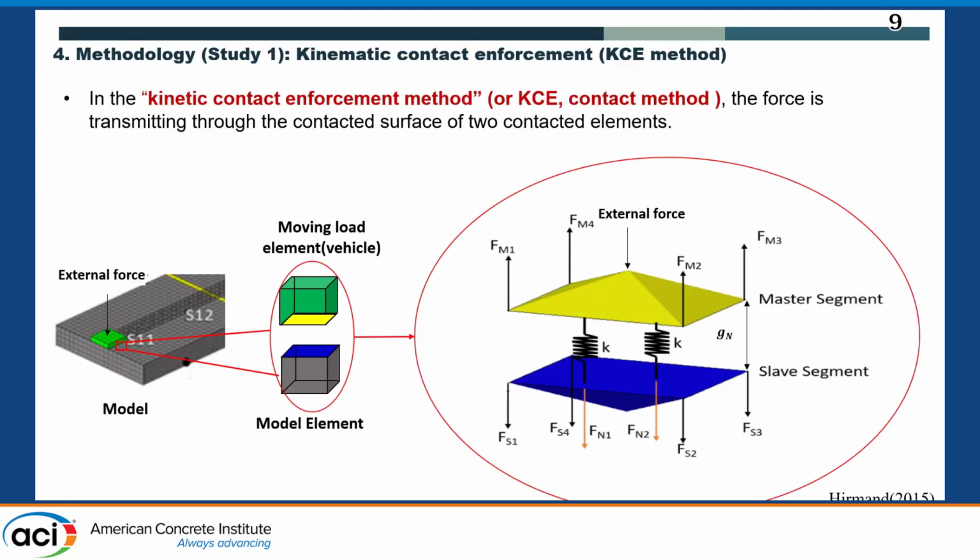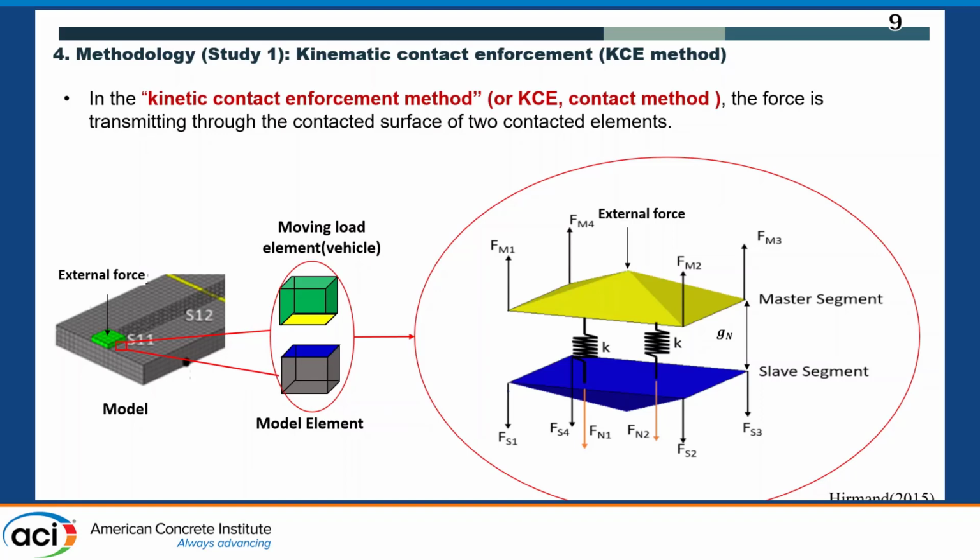Let me start with how we can develop our actual moving load model. We use the method called kinematic contact enforcement, the KCE method. As you can see, there are two different colored elements. The top one, the green one, is the moving element, known as the vehicle, the moving vehicle. And the bottom one is the bridge surface, the bridge element. So we will give a certain interaction between those two contact elements.